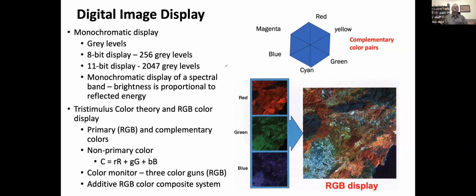So a simple display of single band data is a monochromatic display of the spectral band, where you will see a black and white image, where the brightness of the image is proportional to the reflected energy, which means that the 0 value represents the darkest part of the image, and the 256 value will represent the brightest part of the image. So that's a simple display.